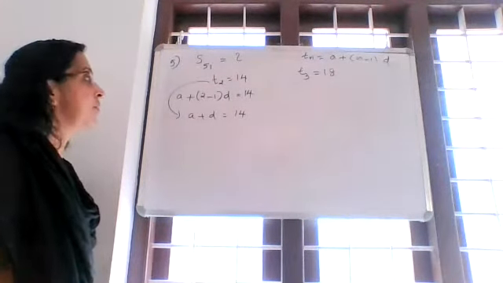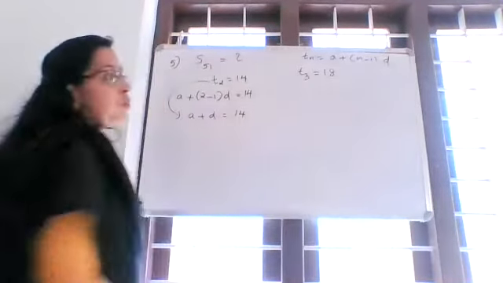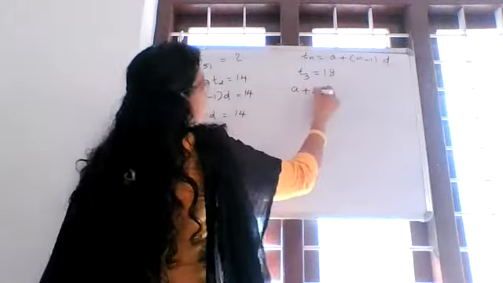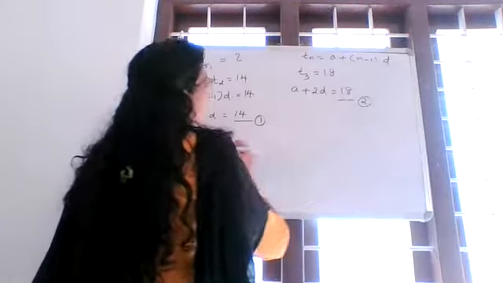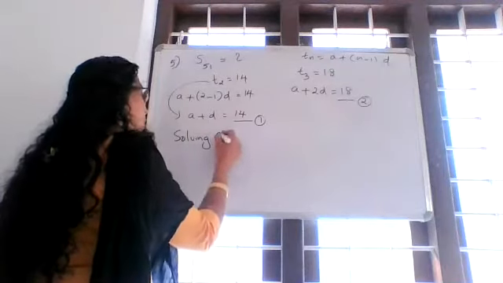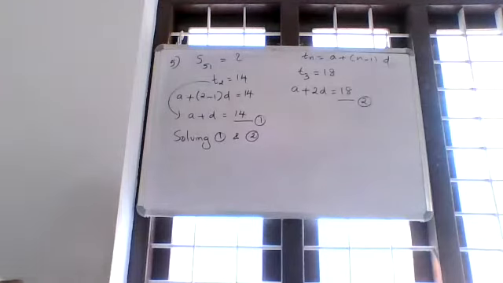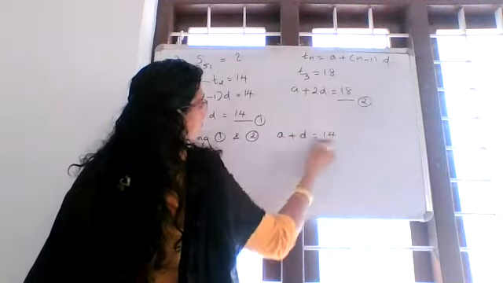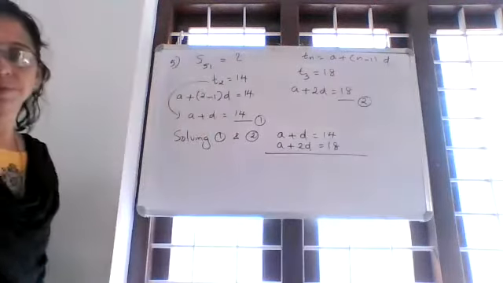Same way, how can we represent T3? Then we will get two simultaneous equations. A plus 2D is equal to 18. Let this be equation number 2 and the earlier one equation number 1. So solving 1 and 2: A plus D is equal to 14 and A plus 2D is equal to 18.